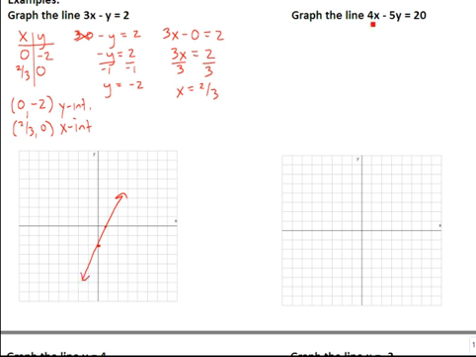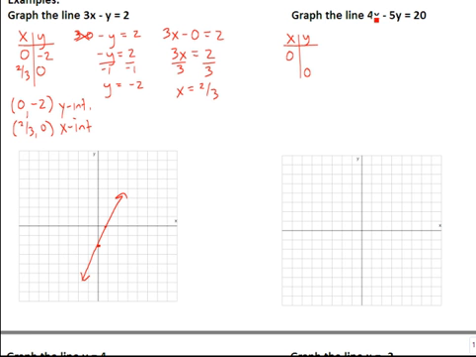So let's try that again with another example. 4x minus 5y equals 20. If we want to use intercepts, it's easy to just make a little xy table and find where x is 0 and where y is 0. And you can do a lot of this in your head, but I'm going to show you all the written out work for this. So first we're going to let x be 0.